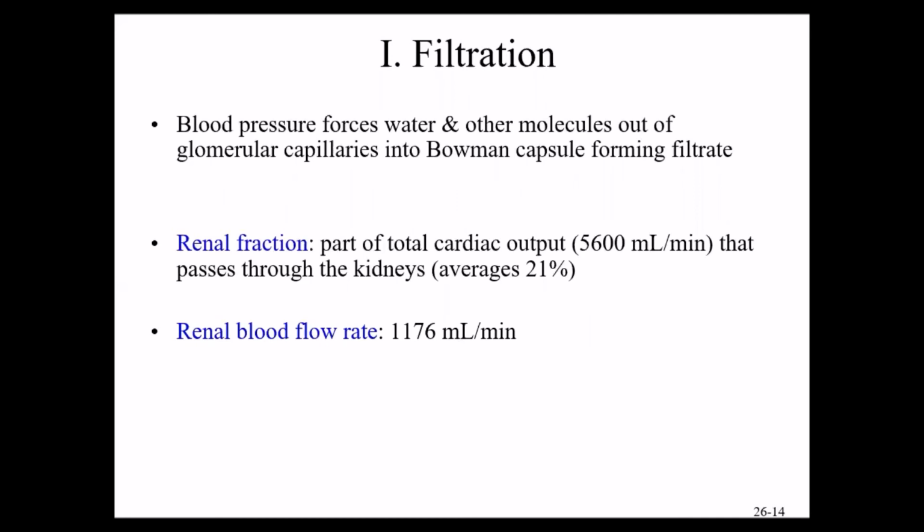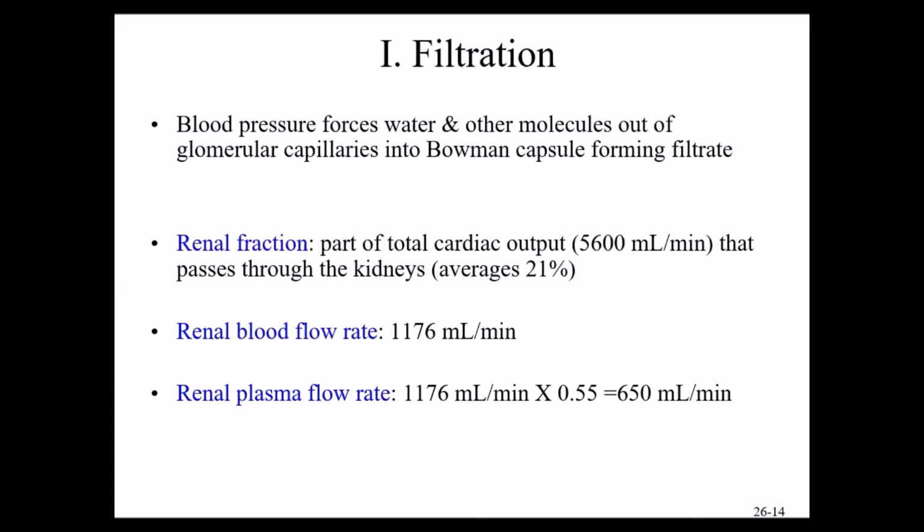Well, our goal really is to find out how much is being filtered. And so what we need to know is what part of the blood really gets filtered. Well, it's the plasma portion. The blood cells don't come out. We're really focused on the plasma portion that's being filtered. If you go back and look in chapter 19, we said that about 55% of the blood is plasma. These are just average numbers. So if you take your renal blood flow rate and multiply that times 55%, or 0.55, you get about 650 milliliters of plasma that gets filtered every minute.